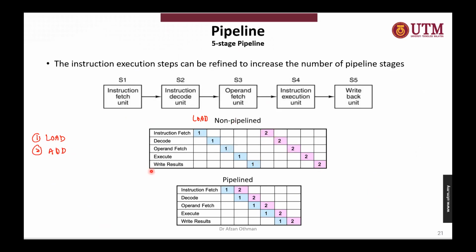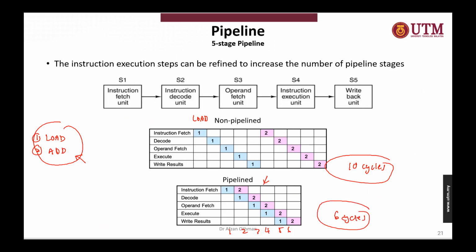So you can see here, if we do non-pipeline, it will cost you 10 cycles just to execute 2 instructions. This is for the non-pipeline. But if you use a pipeline, it will cost you only 6 cycles to perform these 2 instructions. This is why you need the pipeline.